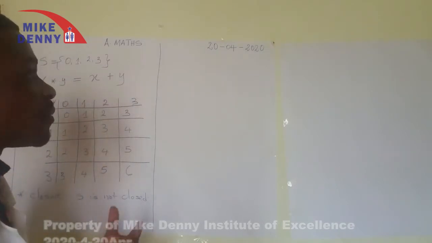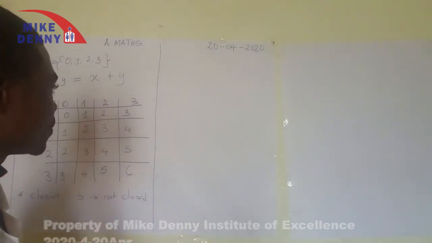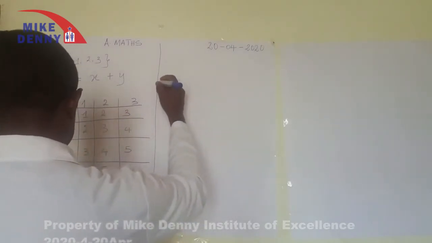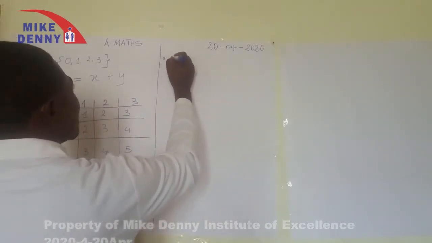Now, we are going to examine the other properties you have in your notes. I gave you the notes already. The properties are identity. That's the next one.